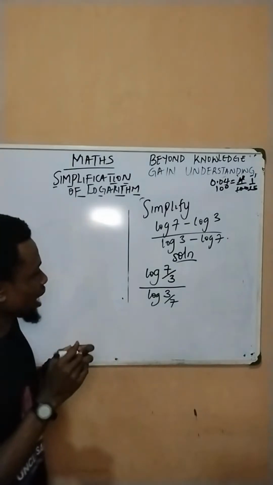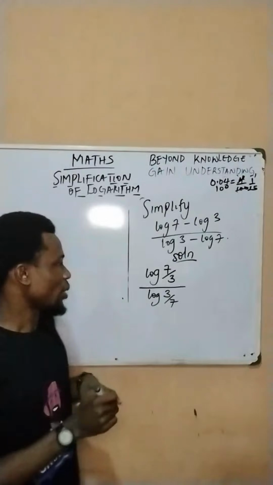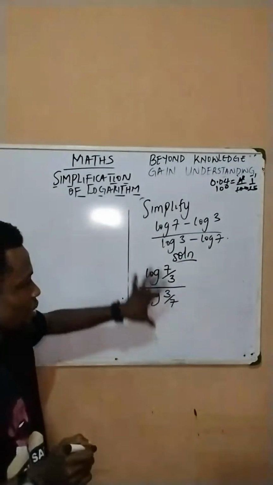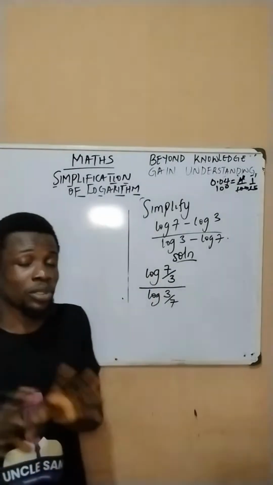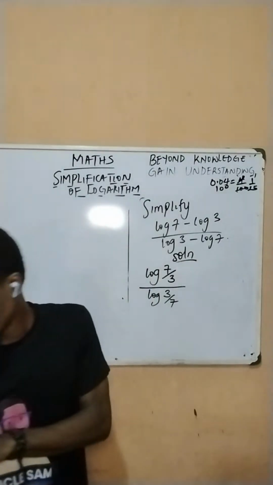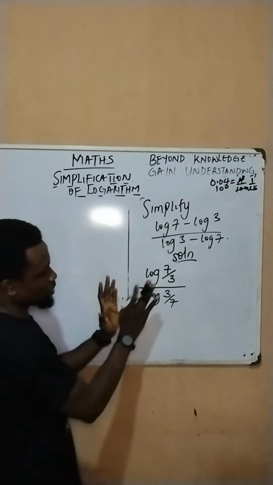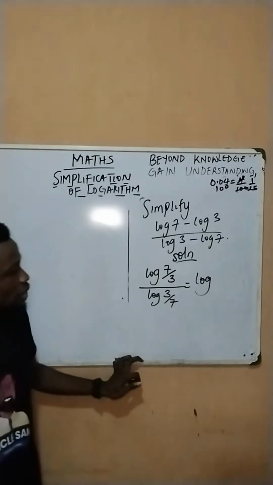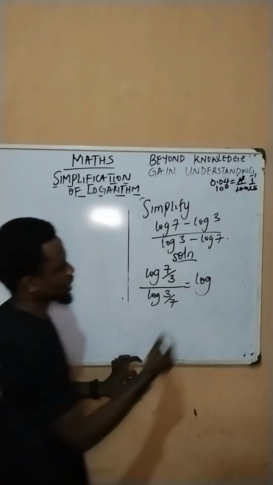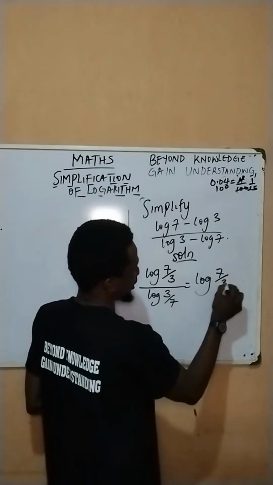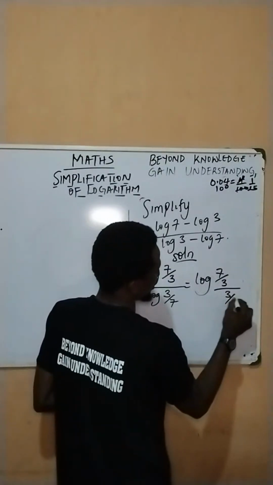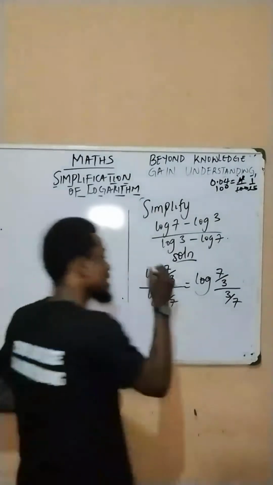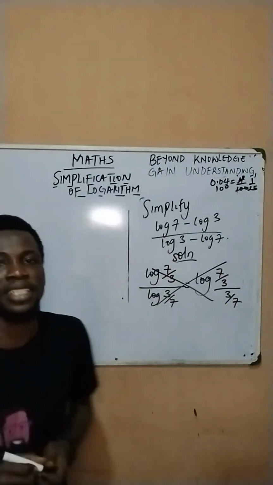Because since we're having division here, and since the logs are the same, remember we're observing the wrong way of solving this problem. This is actually a wrong way of solving it. By taking, let's say, since the log is common, we pick one of the logs, and then we now say 7 over 3 divided by 3 over 7. Seriously? This is wrong. Do you know the reason?